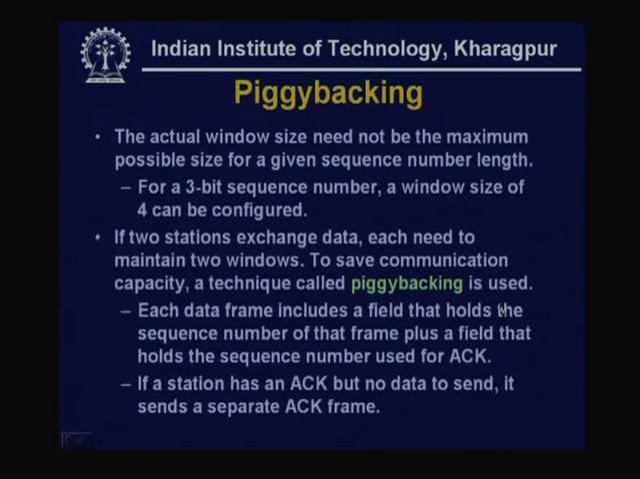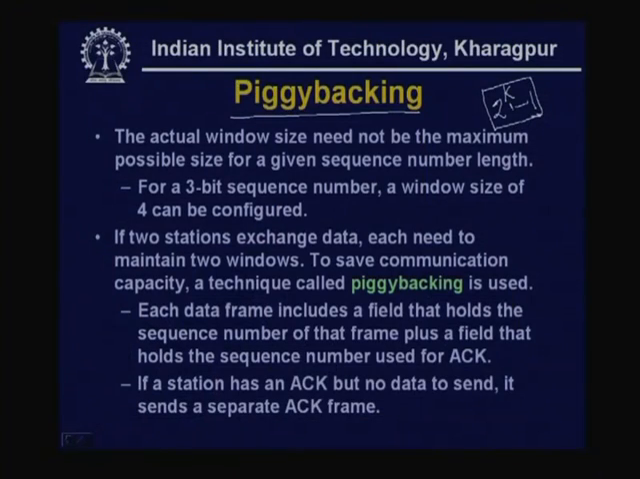Now, I mentioned that a piggybacking technique is used whenever 2 sides are communicating with each other. Another point is that the maximum window size need not be equal to 2 to the power k minus 1. This is the limit, or maximum size, that can be used. However, in practice one can use less than that, but in that case the overhead increases. Unnecessarily, if we use more bits to represent the sequence number, overhead increases. So, usually we try to use the maximum number, that is 2 to the power k minus 1, as the window size.